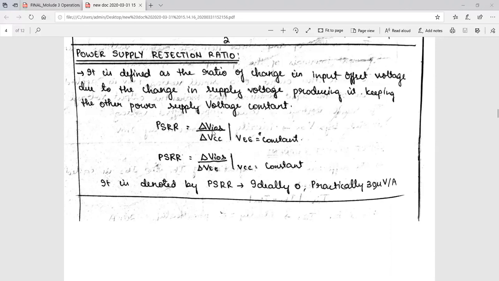So if there is a change in your input offset voltage because of the change in the positive power supply, we keep the negative power supply constant. So power supply rejection ratio is change in input offset voltage with respect to the change of the positive power supply, keeping the negative power supply constant. We can do the other way also, where the power supply rejection ratio is the change in input offset voltage to the change in the negative power supply, keeping the positive power supply constant. Ideal value is 0 and practical value is 30 microvolt per volt. So the unit here is microvolt per volt. Clear?